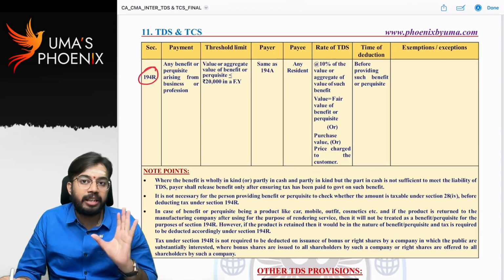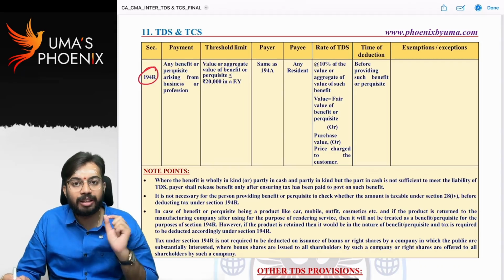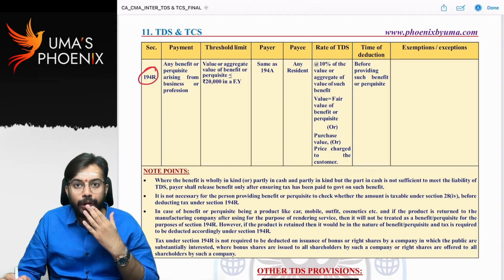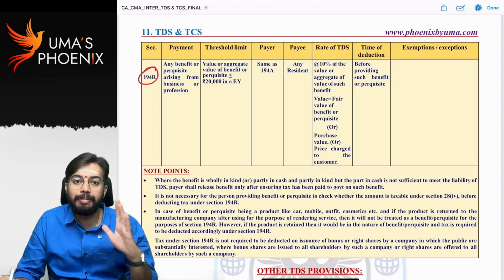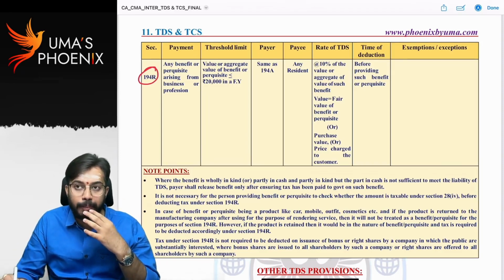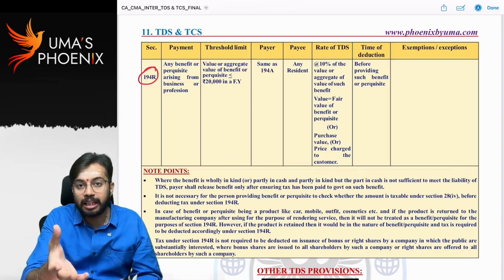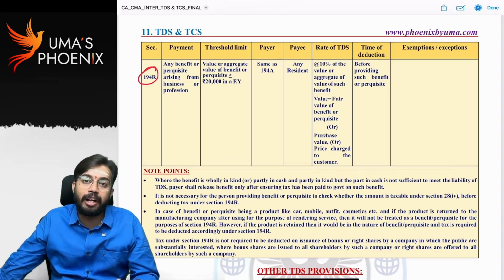Any benefit received during the course of business or profession. I already told you, perquisites received during the course of business or profession are taxable under the PGBP head under section 28. Do you remember? So if any benefit is received during the course of business or profession, such benefit is taxable under the head PGBP. The person who is giving such benefit is required to deduct TDS.